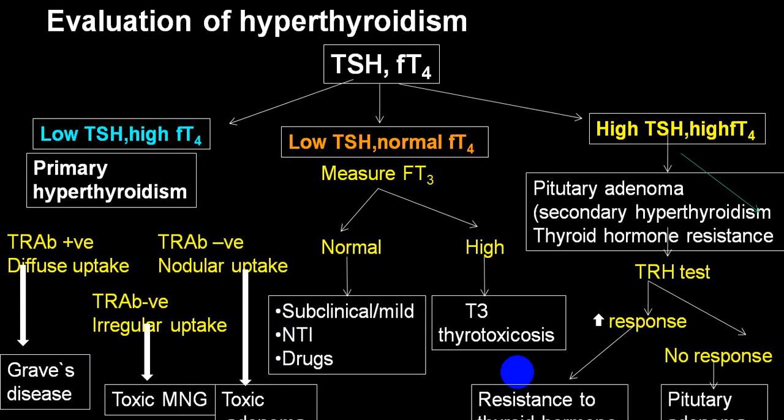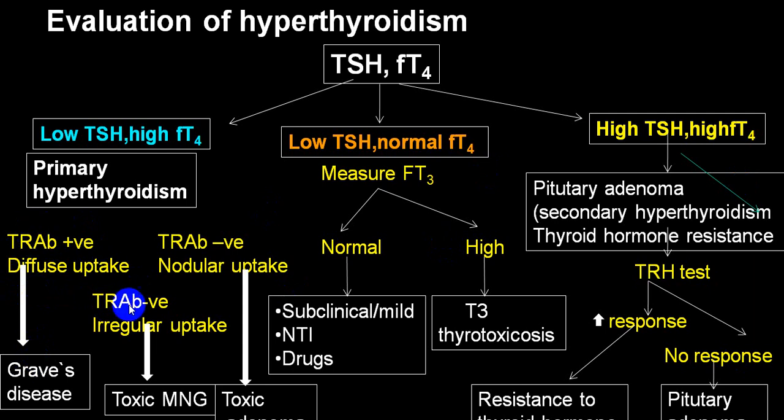This is how you investigate a person who is clinically suspected to have hyperthyroidism. You go for T3, T4, TSH, or we say free T4 and TSH. If TSH is low and T4 is high, it is primary hyper, then you go for an antibody test. If the TRA antibody level is high, TPO antibody is positive, and there is a diffuse radioactive iodine uptake, suspect Graves.